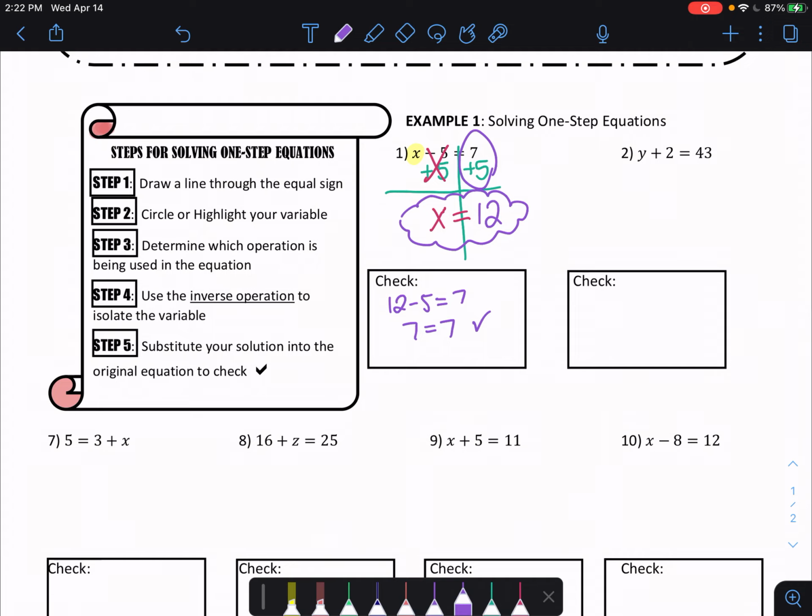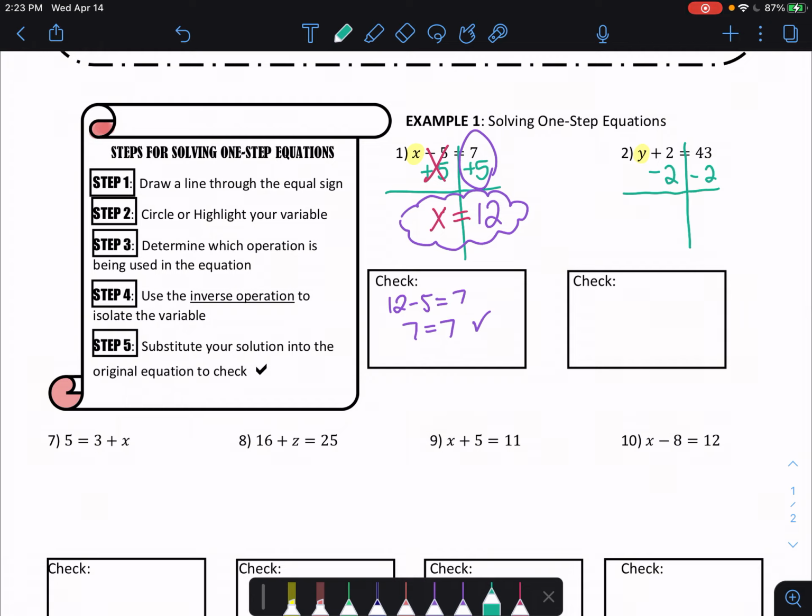Okay, so we're going to walk through this process again in number 2. So I'm going to first draw a line down the equal sign. Step number 2, I'm going to highlight my variable. Then I'm going to look at my equation. I'm going to say what operation is being done in the equation. Well, y plus 2, I'm adding 2 to my variable. So I'm going to undo that by subtracting 2 from both sides.